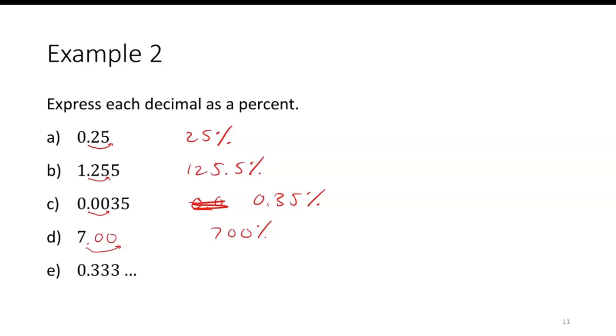And then 0.333 repeating. I move the decimal two places to the right, I end up with 33.3%. You can also write it as 33.3% with a repeating bar.